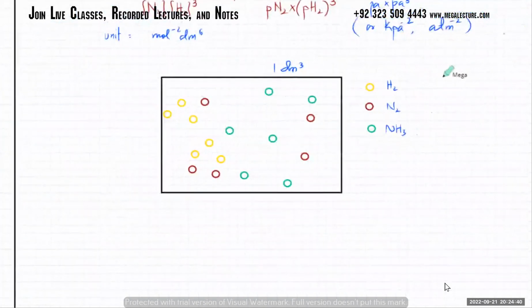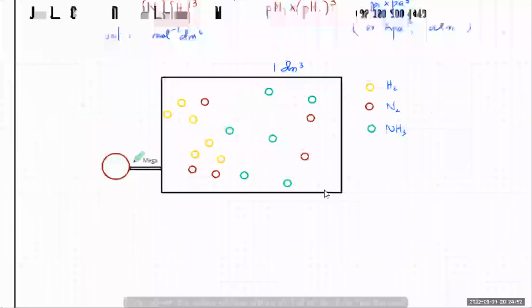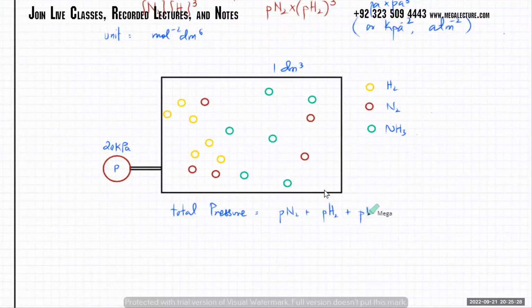Now, the entire container is going to have a pressure. You're going to attach a pressure gauge to it, and that pressure gauge will give you a reading of pressure. Let's say it's giving you 20 kilopascals here. But that's known as the total pressure, the total pressure of all the particles combined. That means the total pressure is the pressure exerted by N2, the pressure exerted by the H2 particles, and the pressure exerted by the NH3 particles as well. So the total pressure is the combined pressure of all the individual gases.